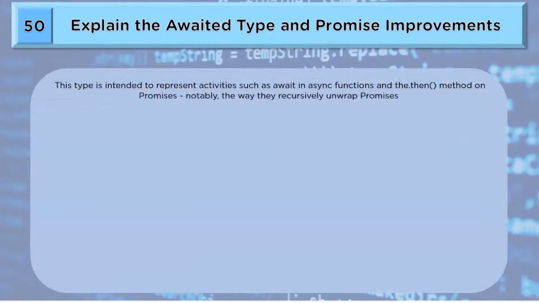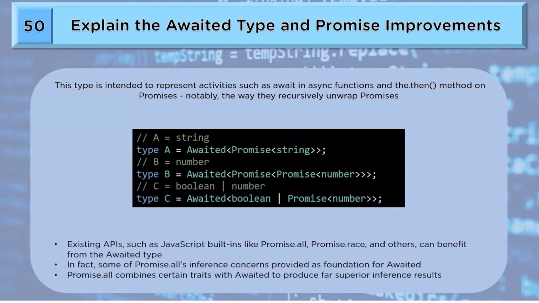Explain the Awaited type and Promise improvements. This type is intended to represent operations such as await in async functions and the .then method on promises, notably the way they recursively unwrap promises. Existing APIs such as JavaScript built-ins like Promise.all, Promise.race, and others can benefit from the Awaited type. In fact, some of Promise.all's inference concerns provided the foundation for Awaited. Promise.all combines certain traits with Awaited to produce far superior inference results.